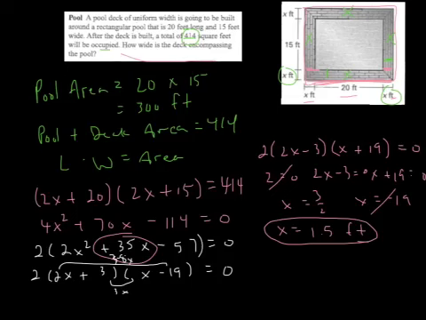How wide is the deck encompassing the pool? The deck is 1.5 feet wide. Not x is equal to 1.5 feet, but the deck is 1.5 feet wide.